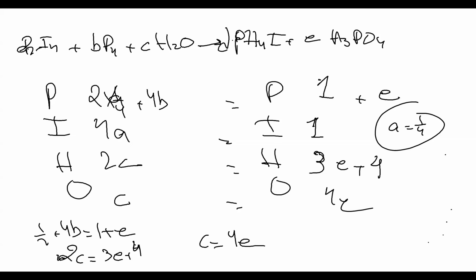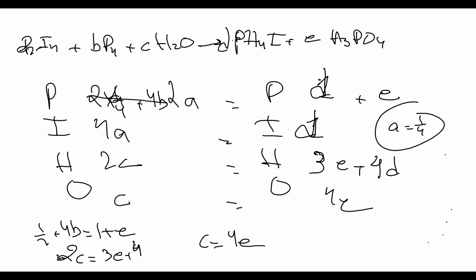Everything changed. So we have a D plus E. We have a D. We have a 3E plus 4D. Oxygen, we have a 4E. And yeah, that's all, I guess. You know, everything changed. It was here a 2A, right?